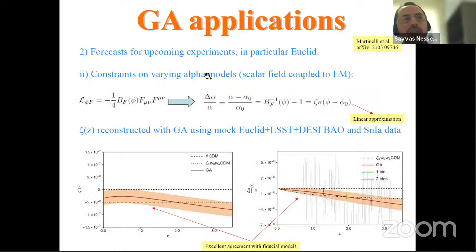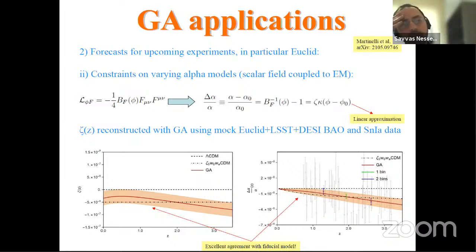And we also did another application of this. So we wanted to put some constraints on varying alpha models. Now, if we have a scalar field which is non-minimally coupled to the electromagnetic field, then this will force the fine structure constant to vary with redshift, and this could have a very distinct imprint.